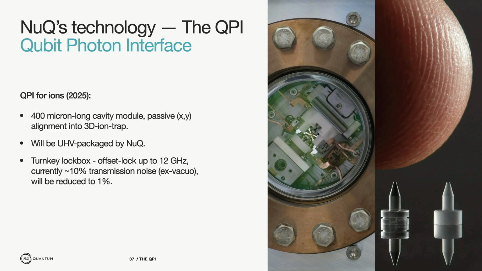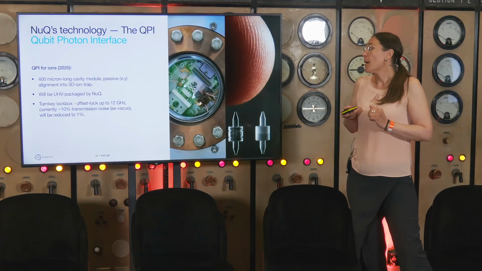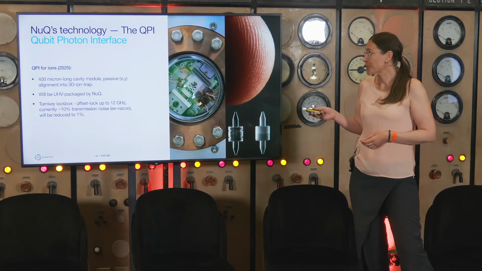This time we're doing the UHV packaging ourselves, and we've already shown a turnkey lockbox solution which allows us to lock these cavities with 10% transmission noise, which we aim to reduce to 1%.